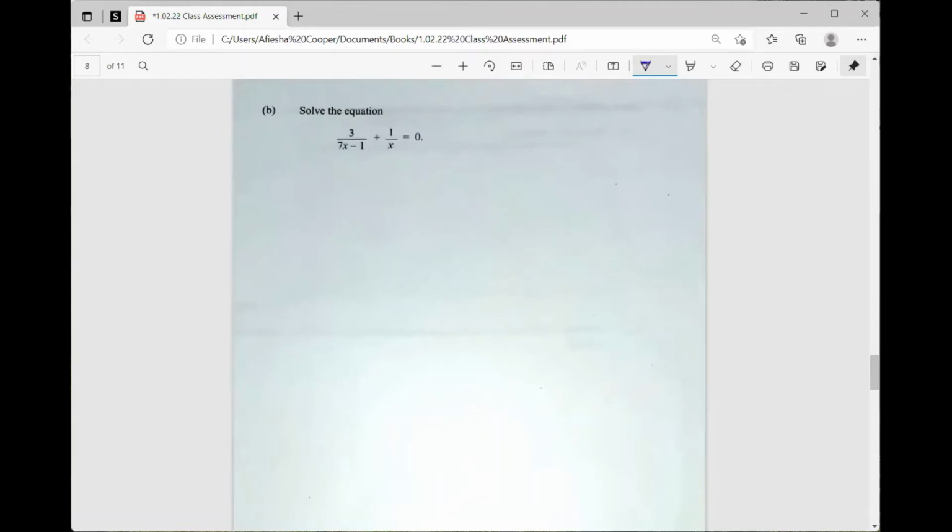Solve the equation. So you see this and you decide to run. Why? No, don't run from it. Again, two fractions adding each other. We know that we have to find the LCM no matter how weird it looks. We can find the LCM by just multiplying them by each other. So x, open bracket, 7x minus 1 is my LCM. So I come to the side and I say 7x minus 1 by x divided by 7x minus 1.